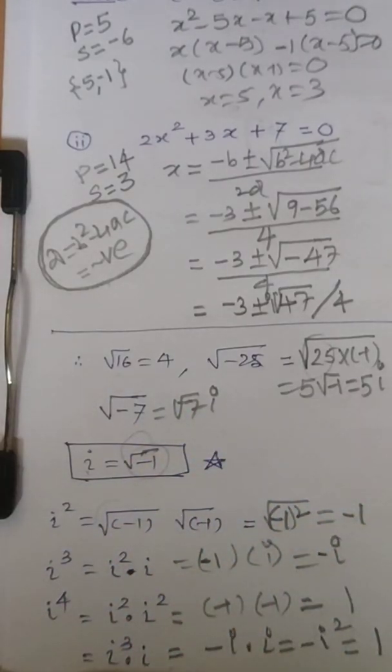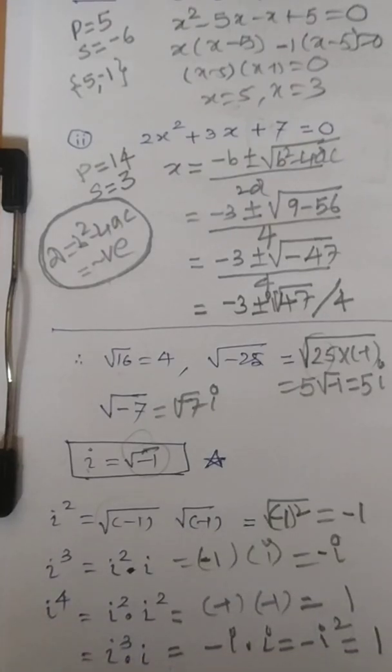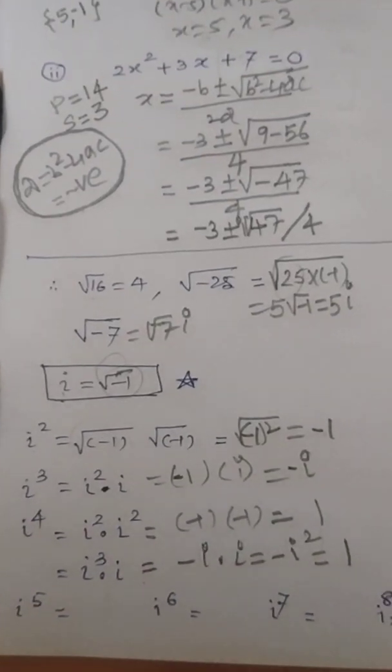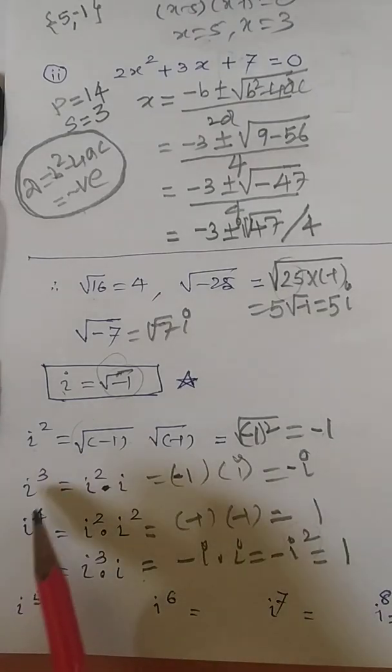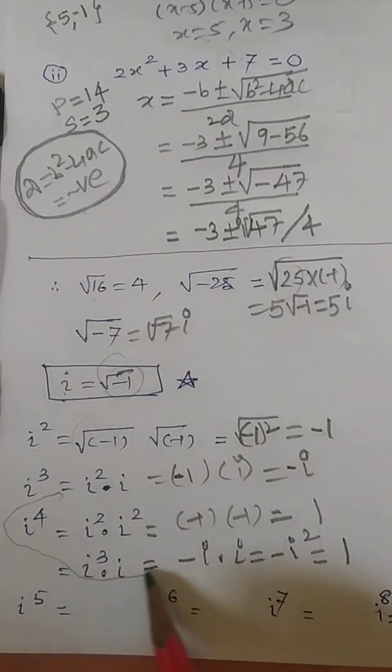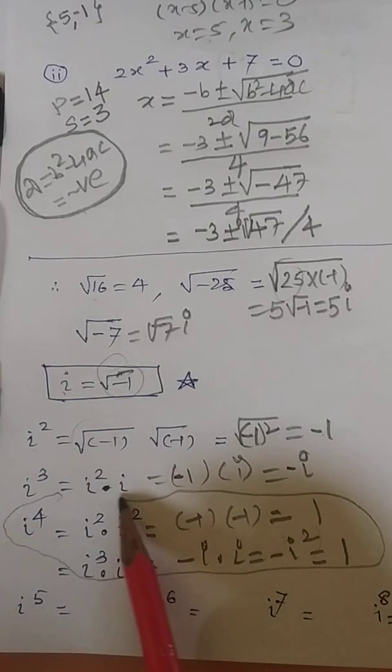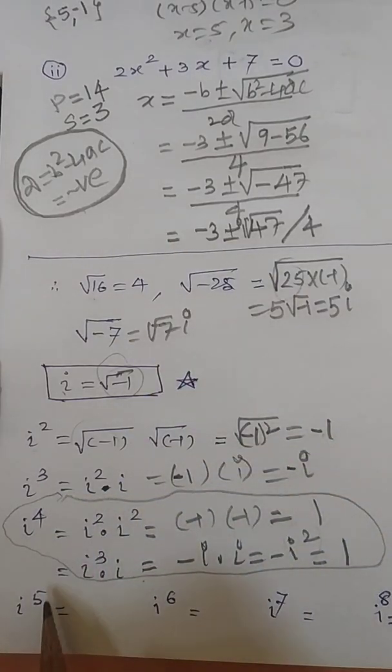So, so far we have talked about i square, i cube, i raised to power 4. Similarly, you can try these 4 examples: find i raised to power 5, i raised to power 6, i raised to power 7, and i raised to power 8. Now you may be asking how to find these values. The same approach can be applied. i raised to power 5 can be written as i raised to power 4 into i, and so on. Just quickly get the answer.